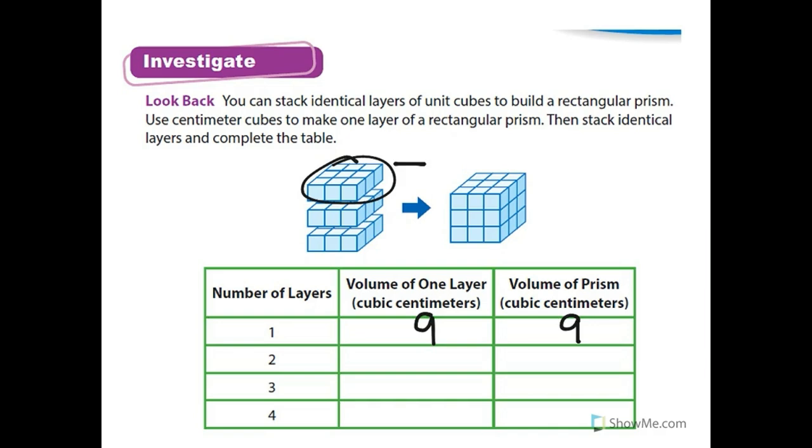Well, if we had 2 layers, 9 in each layer, and we count those layers up, it's going to be 18. So if you put 3 layers, one layer being 9 cubic centimeters, if we add those up, it's going to be 27. See what it's doing? So if we have 4, what do we add? We add 9 more. That's 36.